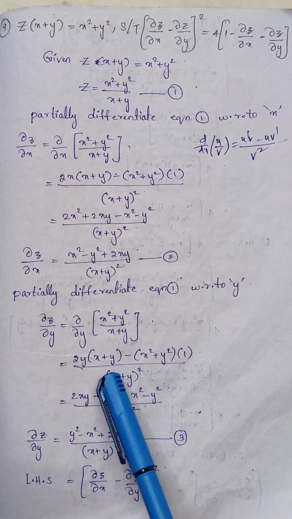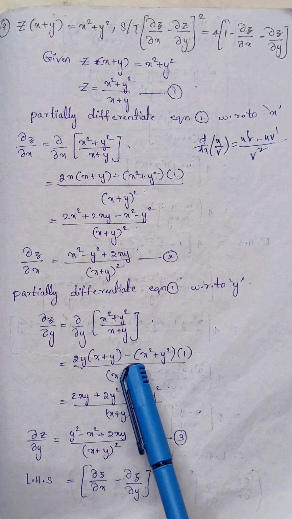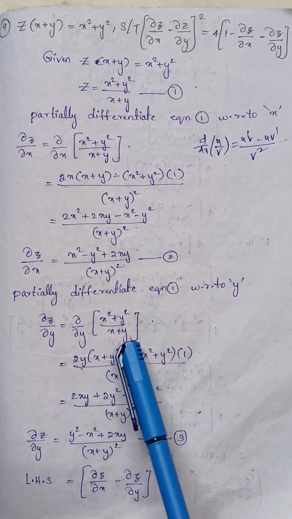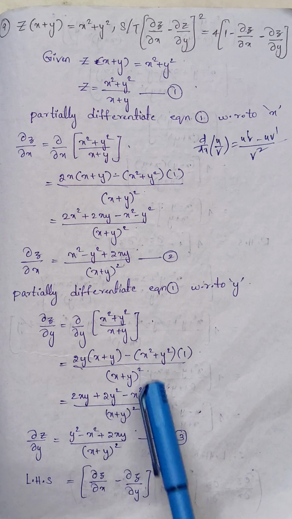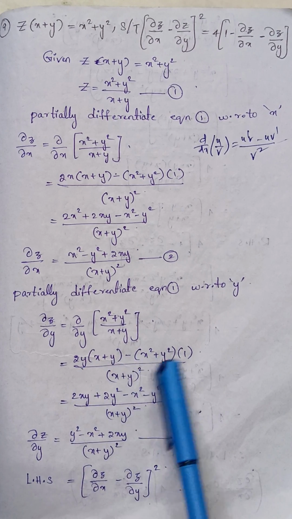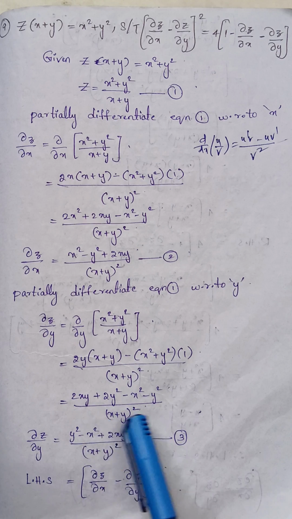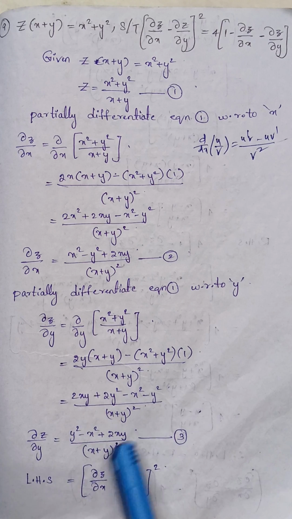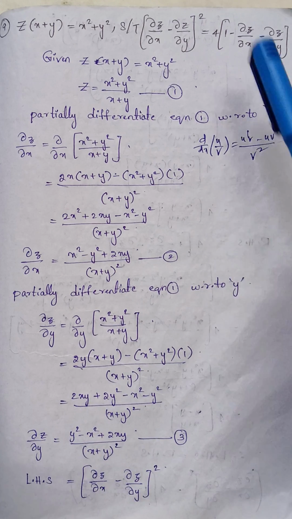That is 2y into denominator as it is, minus u into v dash. With respect to y, the derivative of y with respect to y is 1, by v square. Now again multiply these terms like this. Then it will be 2y square minus y square is y square minus x square plus 2xy by this. Now we need to prove this one.